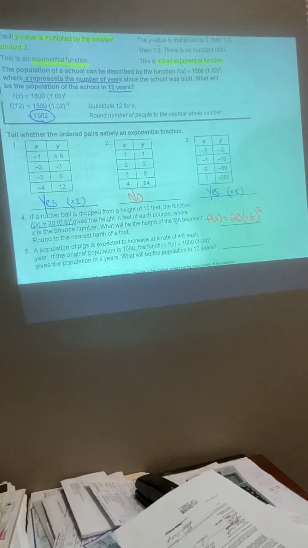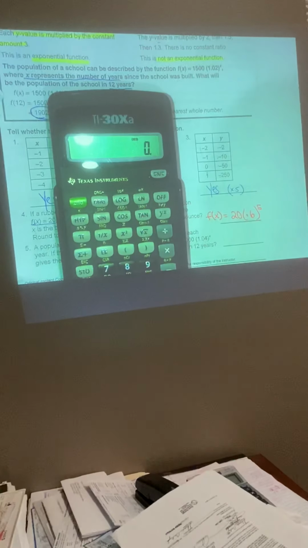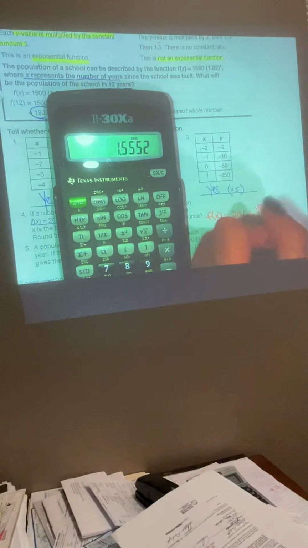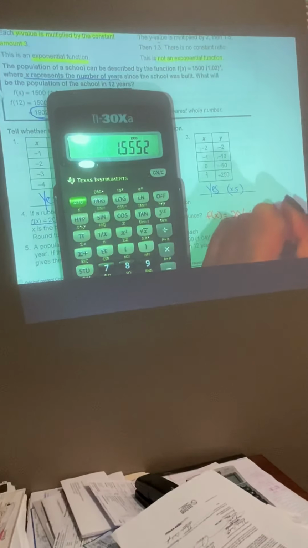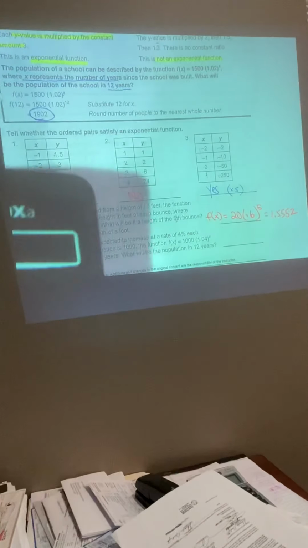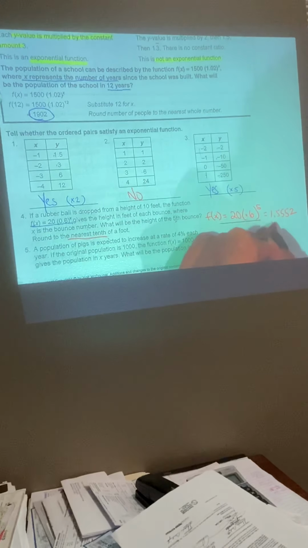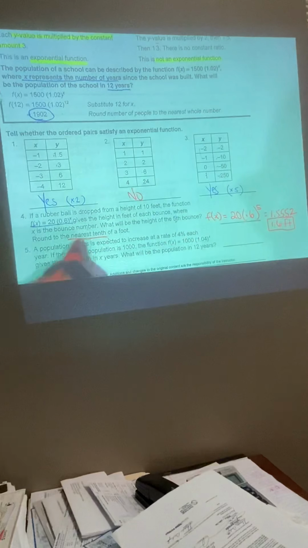Okay, how are we going to show that? 0.6 y to the x, 5 equals, times 20 equals. Okay, now look at my answer. 1.5552. That's not my answer. What does it say? First of all, it says round to the nearest tenth of a foot. Nearest tenth would be 1.6. Okay, got to follow directions.